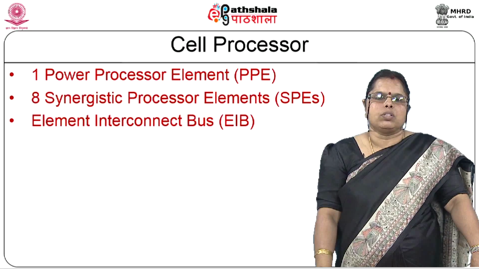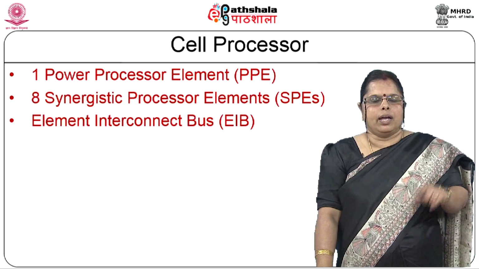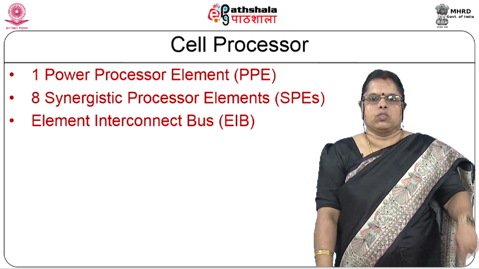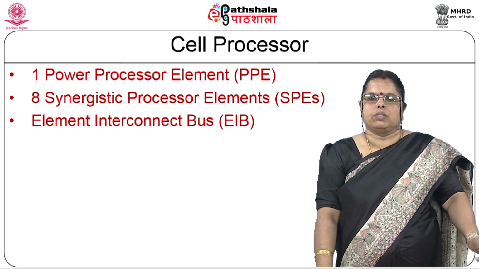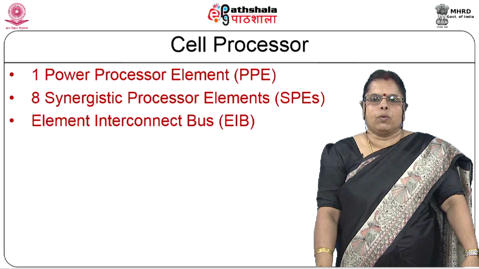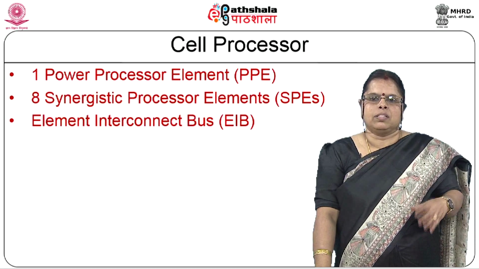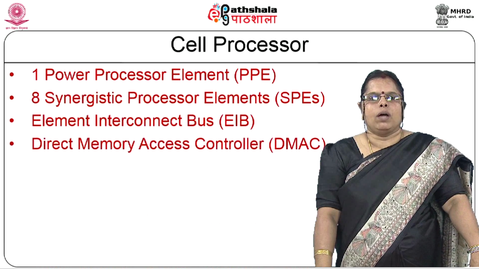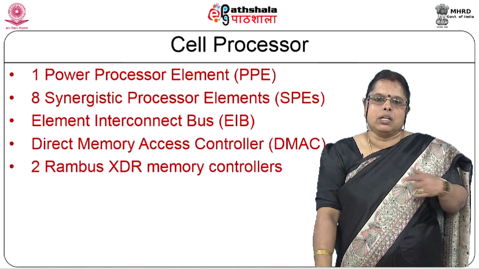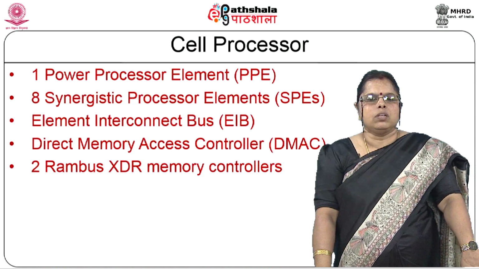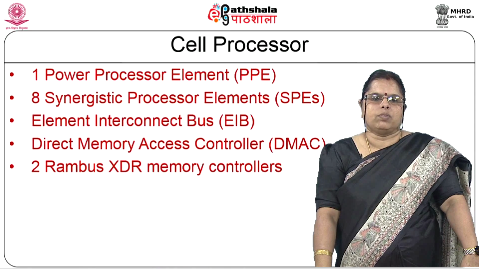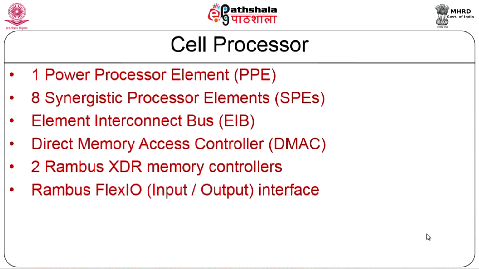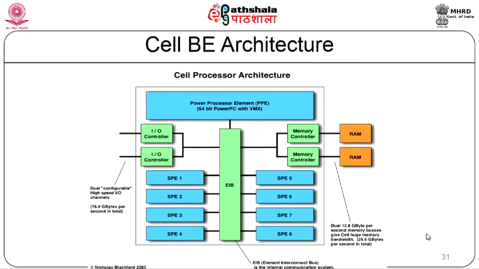It is heterogeneous because it has 1 power processing element and you have 8 synergistic processing elements. So, 1 core is going to be different, so it becomes a heterogeneous processor. And in order to provide connectivity among the various SPEs and between the PPE and the SPEs, you have an element interconnect bus. You have a direct memory access controller because you will have to feed all the 8 processors. You have extensive DMA transfer happening here. You have 2 RAMBUS XDR memory controllers and you have a RAMBUS FlexIO input-output interface. So, this is the architecture of your CellBE architecture.